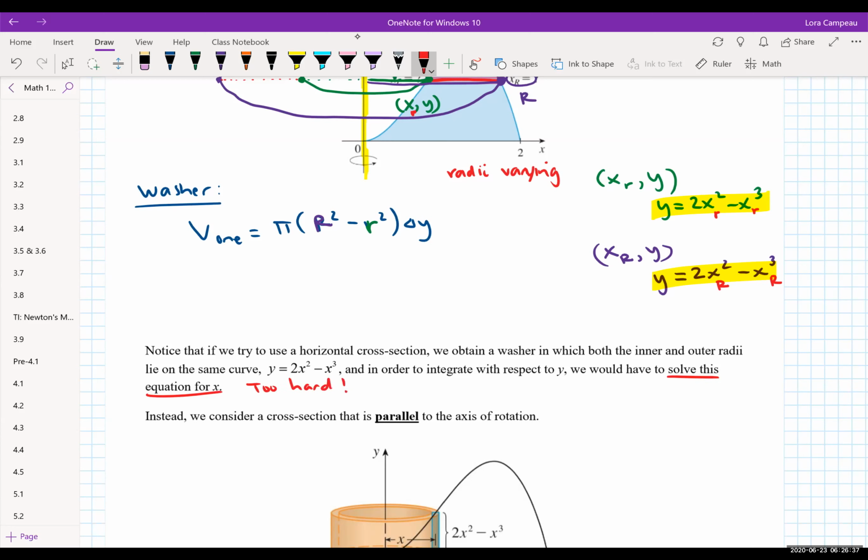In fact, it's almost impossible. So we run into an issue where this r is hard to rewrite in terms of y, or solve for x, I should say. And this r is also too hard to write in terms of what we need it to look like.